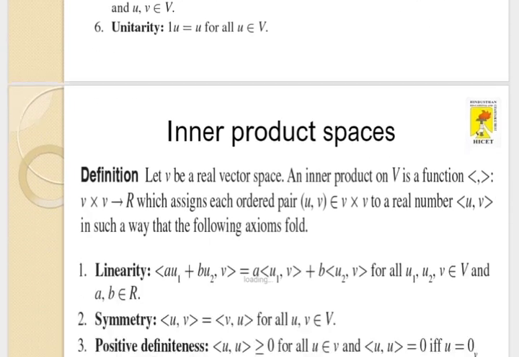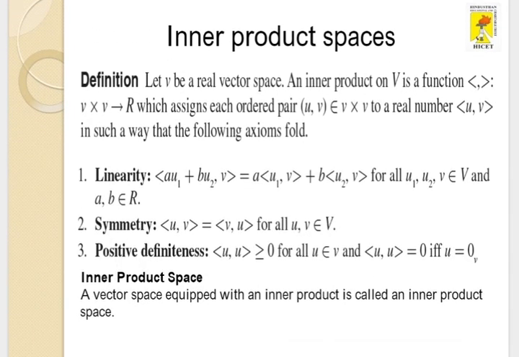Next, inner product spaces. Let V be a real vector space. An inner product on V is a function denoted like this, V by V to R, which assigns each ordered pair u, v belongs to V by V to a real number, inner product of u, v, in such a way that the following axioms hold.